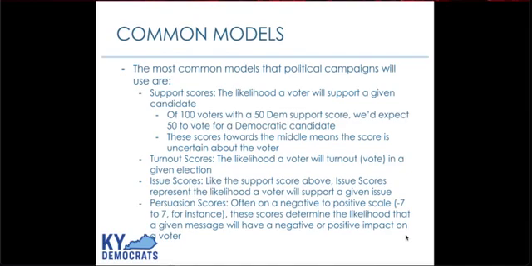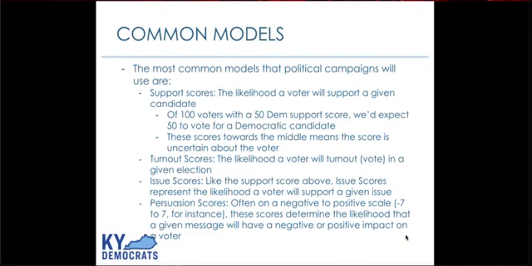One thing I do want to highlight, and we'll have some illustrations that hammer this in later in the slides: scores toward the middle mean the model is uncertain about the voter. That's going to be very important to keep in mind when you think about persuasion and how to target folks for that. The next one is going to be turnout scores.